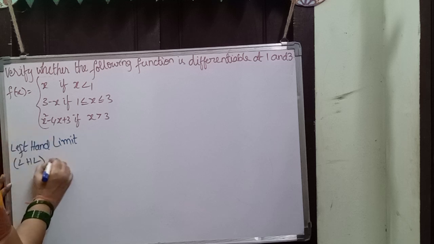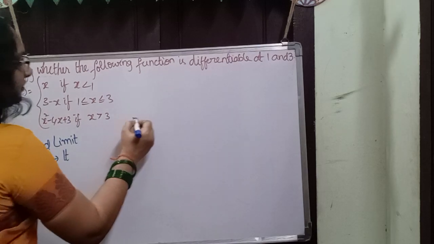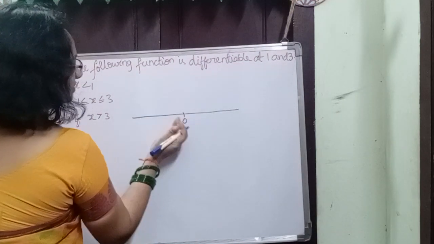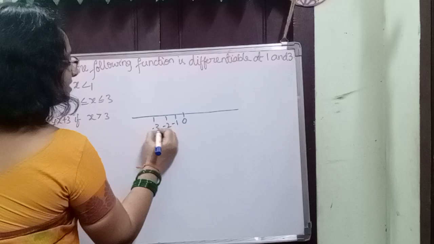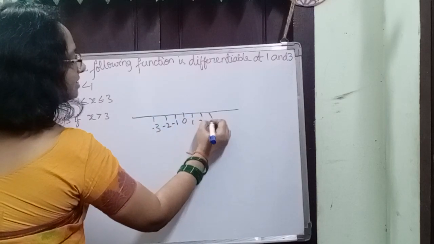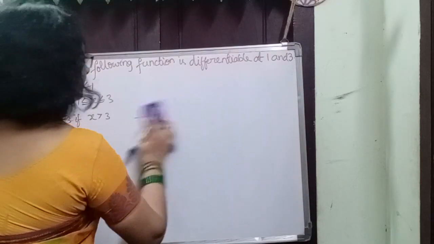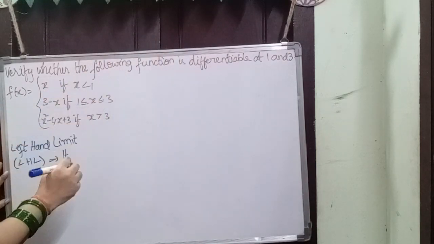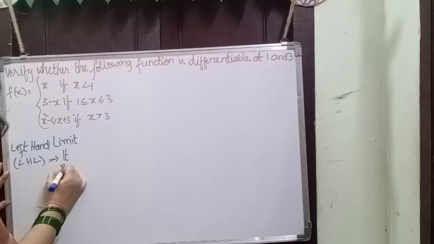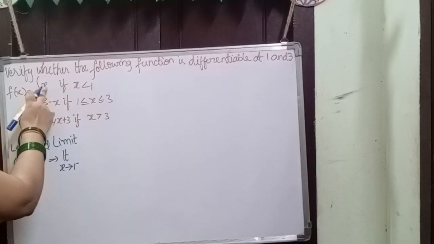LHL implies what? Left hand side. For example, if you take a number line, and this is 0, if you move to the left hand side, you will get negatives, and if you go to the right, you will get positives. So the left hand limit is always with negative, which means we are finding it first for 1: limit x tends to 1 minus, meaning less than 1.